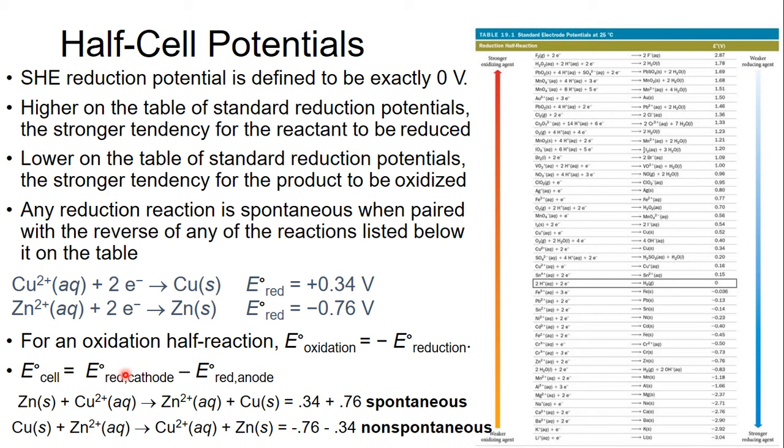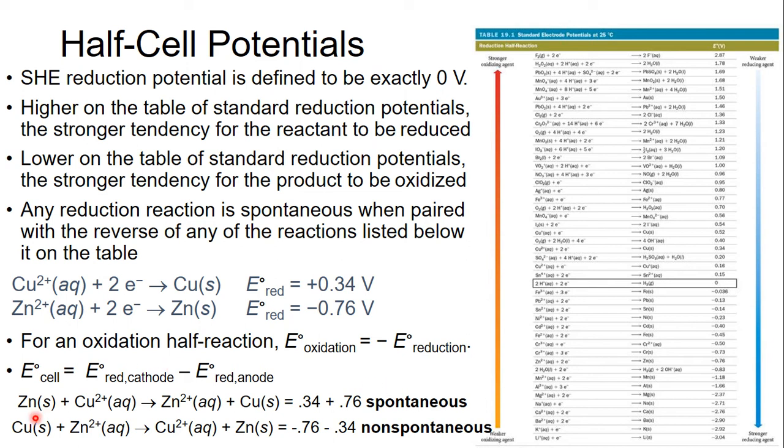So this is going to be copper minus zinc. Copper's 0.34 minus a negative 0.76, which is plus 0.76. This gives us a value of 1.10. If you get a positive voltage, that means this reaction is spontaneous.